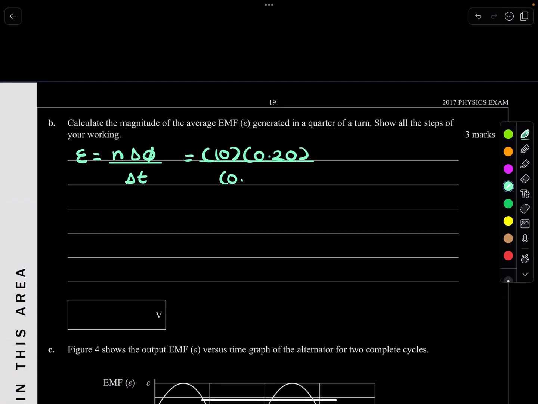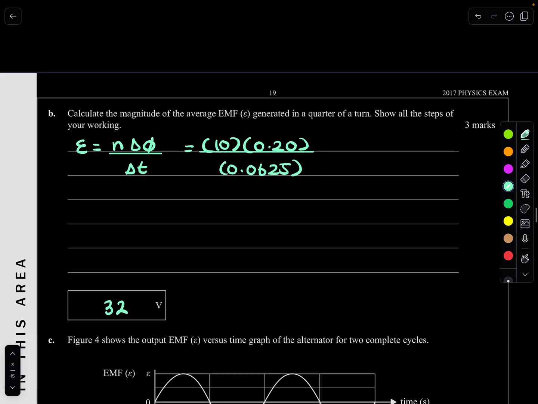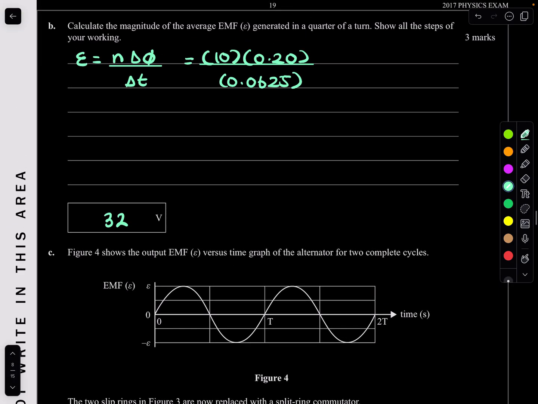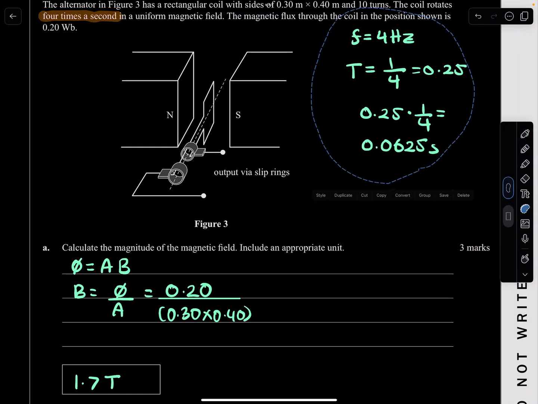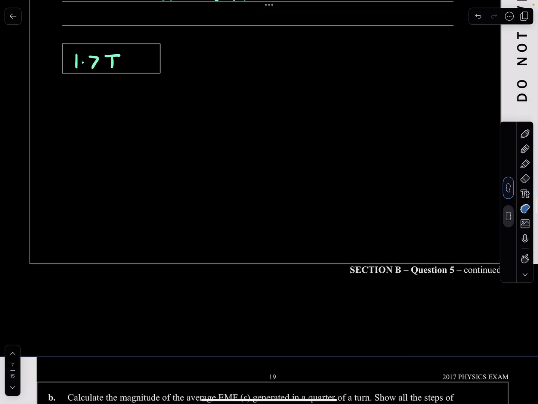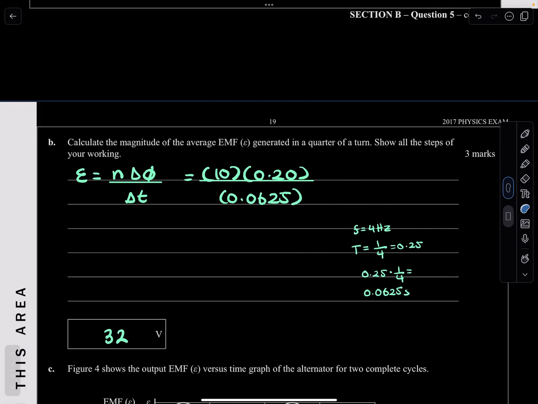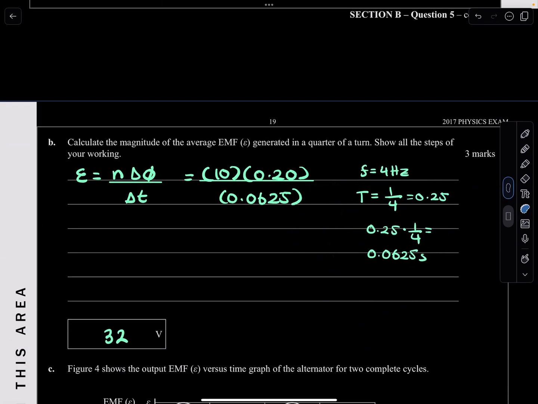So 0.0625 seconds, and putting that all in the answer. So 10, 0.20, and that gives me 32 volts. Easy. Nice, 32 volts. 3 marks. Wow. Quite nice and easy. I would put this over here. This is going to be a 1 mark right here, so I'm going to just cut it here and put it right over here. There we go. So something like that should give you 1 mark extra.